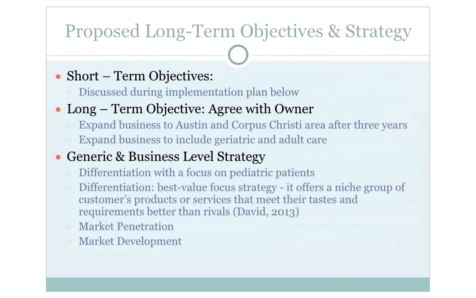For generic and business level strategy, differentiation is really what sets this business apart because it focuses on pediatric patients, young children, and the strategy that we see fit is the best value focus strategy, and this offers a niche group of customers, products, or services that meet their tastes and requirements better than their rivals. Amour will also use market penetration and market development to strategize and grow their business.